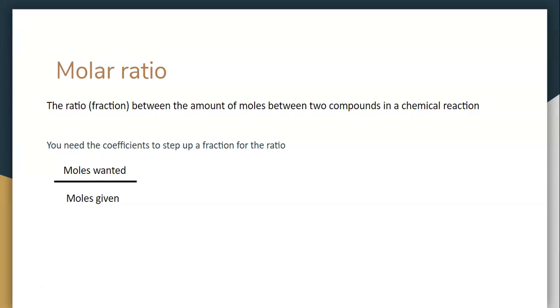So we're going to take a look at one really quickly. Here's my balanced equation: two H2 plus O2 yielding two H2O. That's our balanced equation. I'm going to give you balanced equations today, though sometimes you might have to balance on your own. My question is asking, if I start with 5 grams of O2, how many moles of H2O am I going to make?